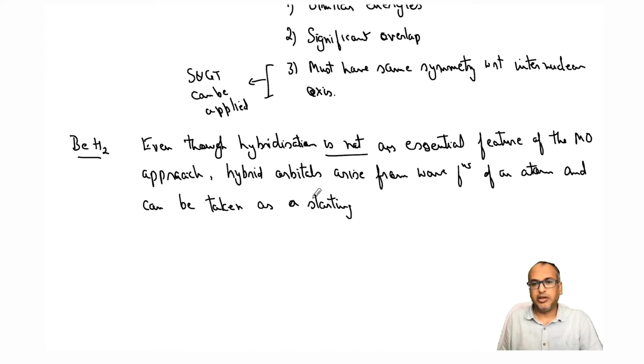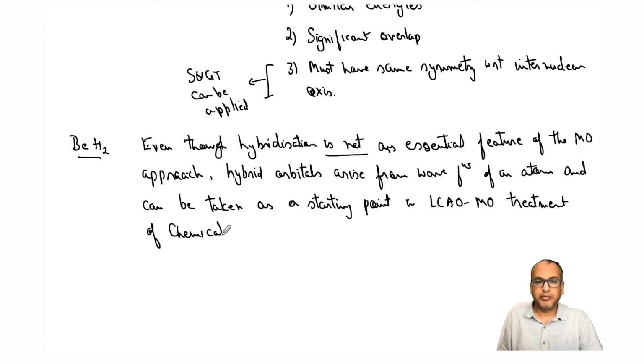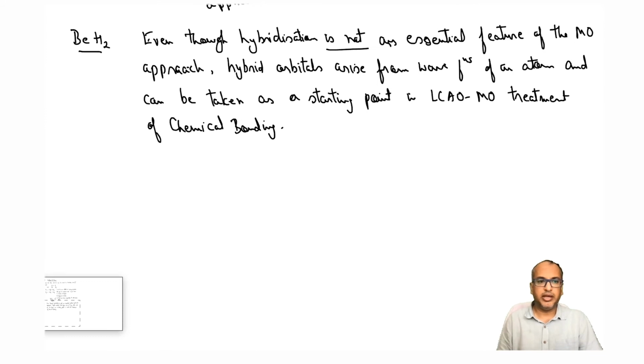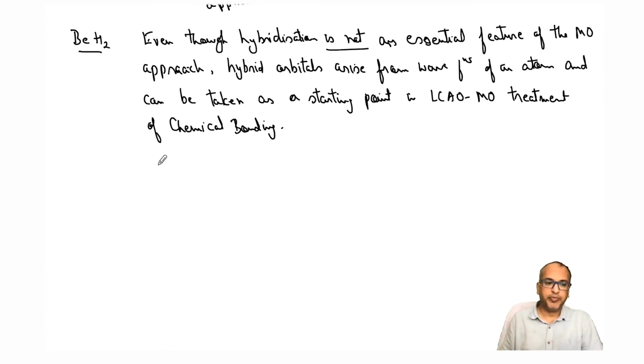And we will see that if we take hybrid orbitals as the starting point, the bonding description is easier than if we take the atomic orbitals. Okay, the starting point in the linear combination of atomic orbitals MO approach, or MO treatment of chemical bonding. This is not required, but if we take the hybridization here, it makes our life a little easier.